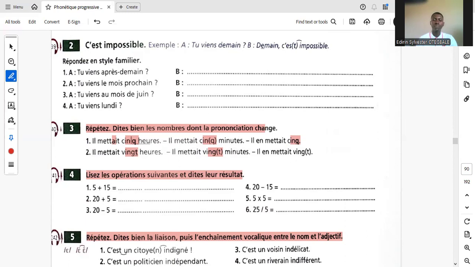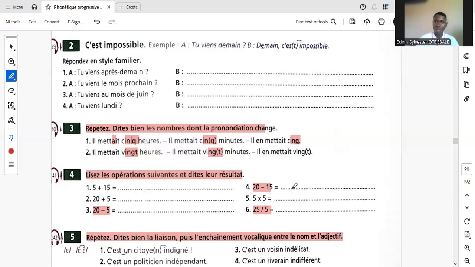Exercice 4. Cinq plus quinze égale vingt. Vingt plus cinq égale vingt-cinq. Vingt moins cinq égale quinze. Vingt moins quinze égale cinq. Cinq fois cinq égale vingt-cinq. Vingt-cinq divisé par cinq égale cinq.